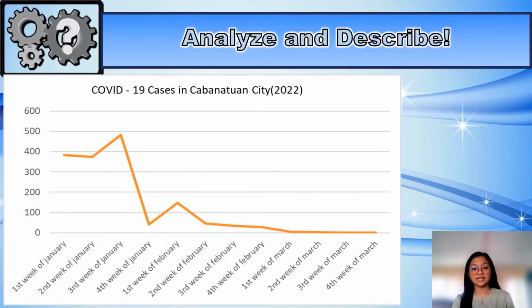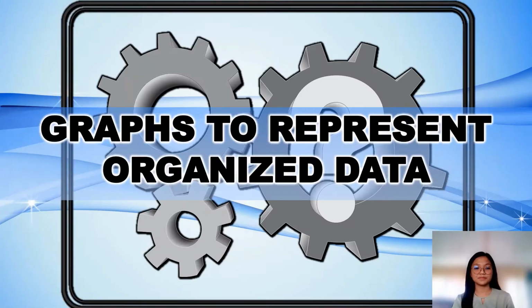Let us analyze and describe this graph. This illustration is the COVID-19 cases in Cabanatuan City for 2022. What information can you get from the graph? What does the graph tell us? This illustration gives us an idea what our topic for today is, which is graphs to represent organized data.